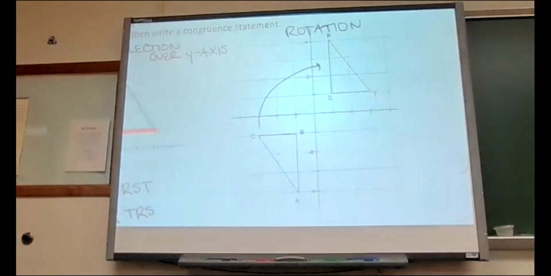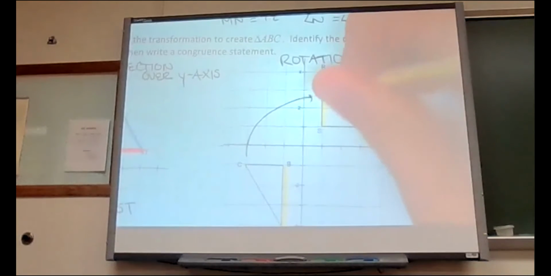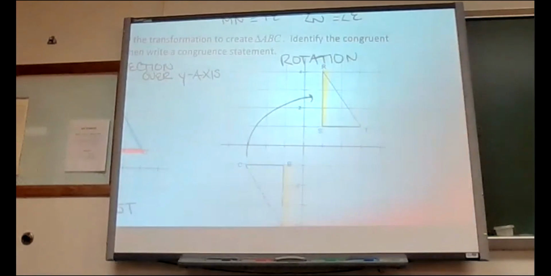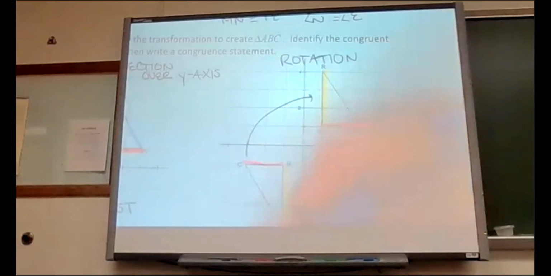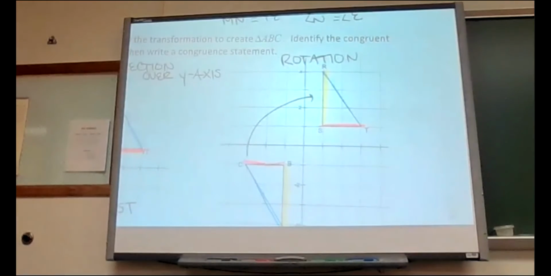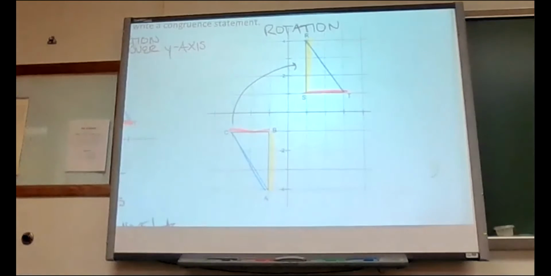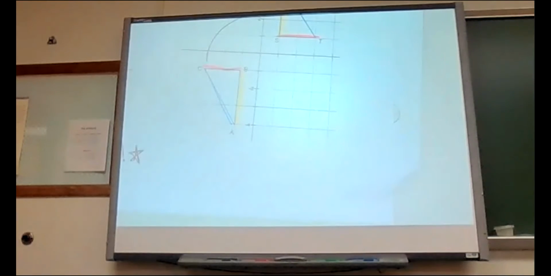And I'll color code for you. So what happened is this segment flipped up, it's here. This segment flipped over, it's here. This slanted segment matches that slanted segment. So now, see if you can write a congruency statement that matches what we have here.